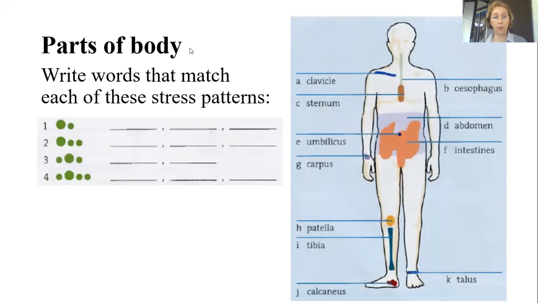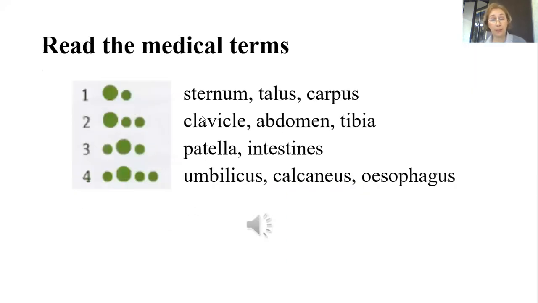And now group 4, let us listen to Rofaida. Esophagus, calcaneus, and umbilicus. Yes, you're right. Okay, now one more time. Here they are, the words that are grouped into 4 groups. Now let us listen to the pronunciation and then we'll read them, just to remember these words better, how to pronounce them.